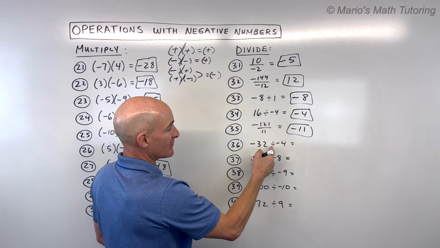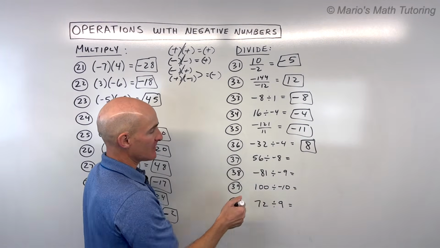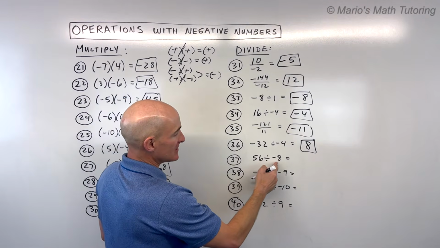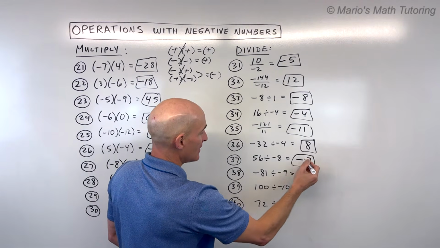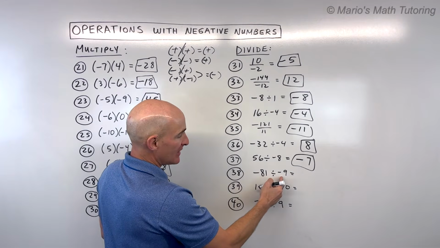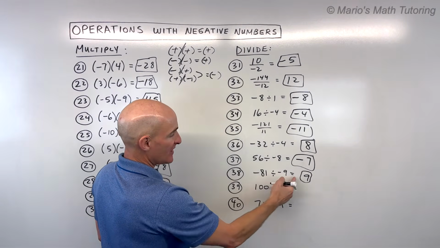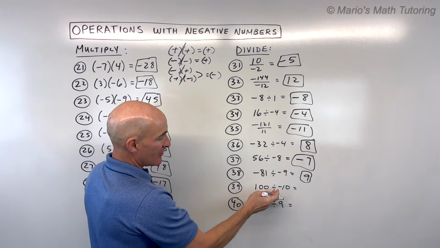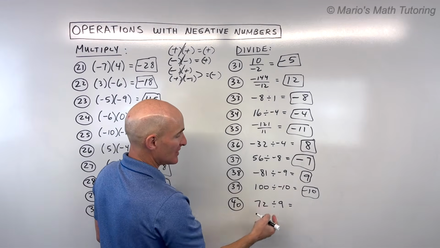If they're both negative, like this one, you're going to get a positive. So 32 divided by 4 is 8. 56 divided by 8 is 7, but one's positive, one's negative, we get a negative 7. Negative 81 divided by negative 9, that's going to be positive 9, because negative divided by negative is a positive. 100 divided by negative 10, negative 10, because one's positive, one's negative, we get a negative.